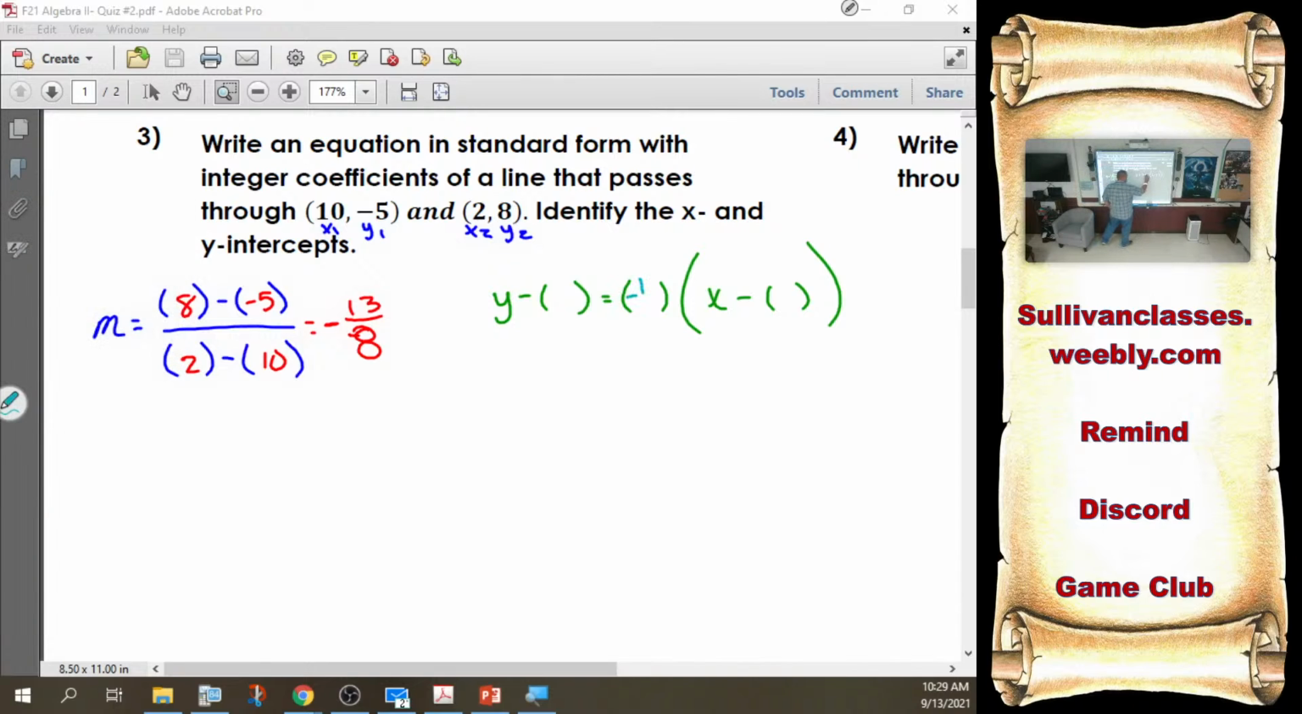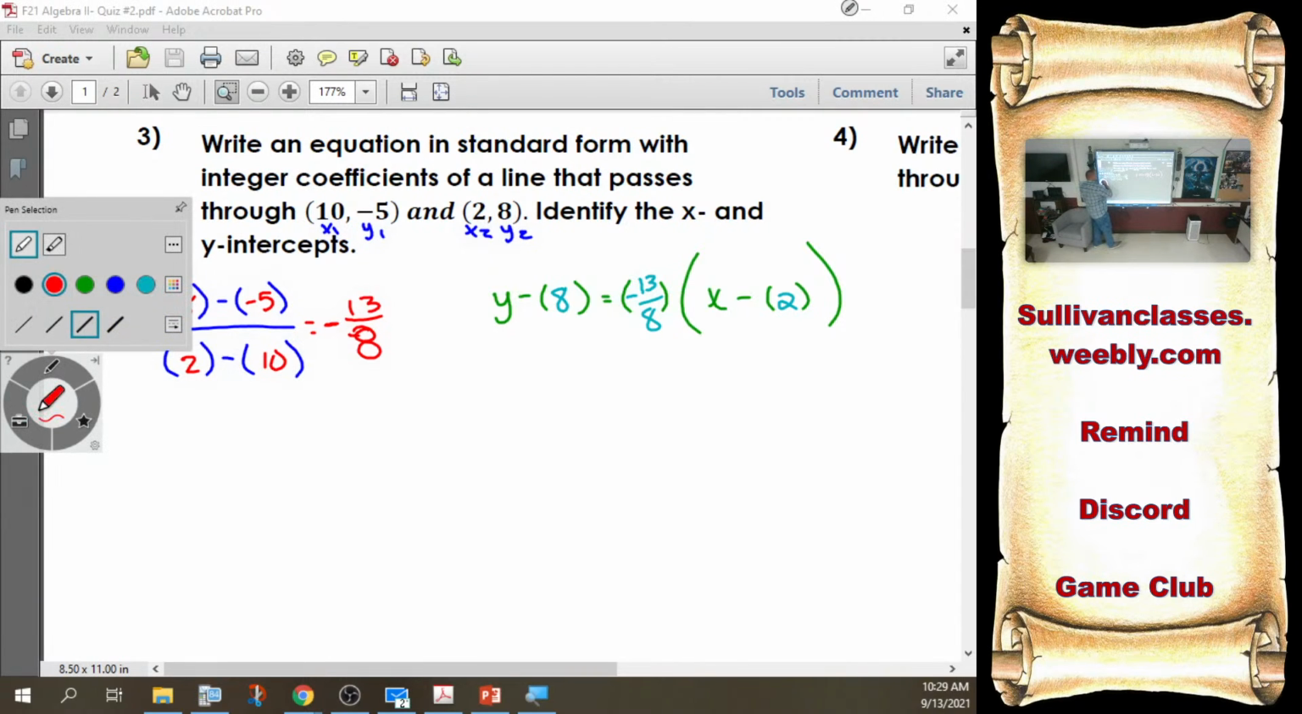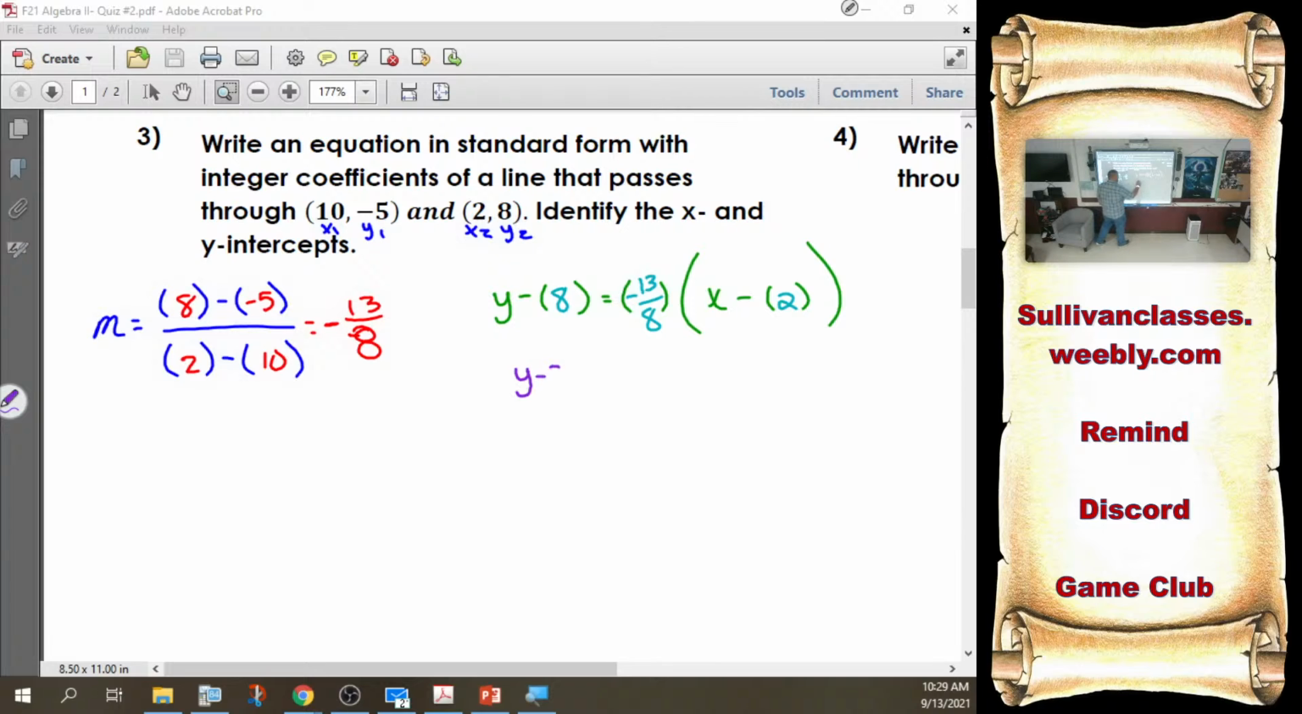Okay, I got a slope, -13 eighths. I've got an x and a y. I'm going to use 2, 8 just because they're both positive. I'll distribute it. Say y minus 8 is -13 eighths x plus 26 eighths is 13 fourths. Ew, fractions. Before I go moving things, y'all notice we're going to have to go to integer coefficients anyway.